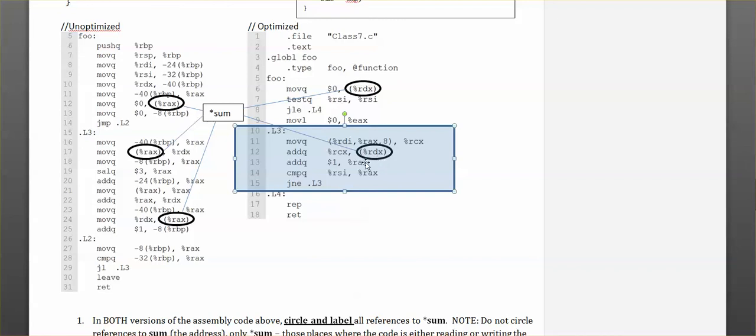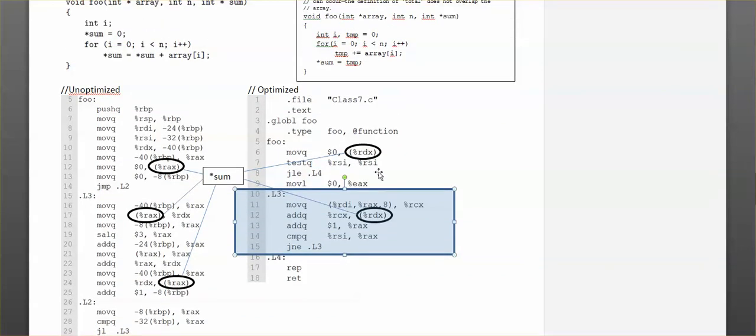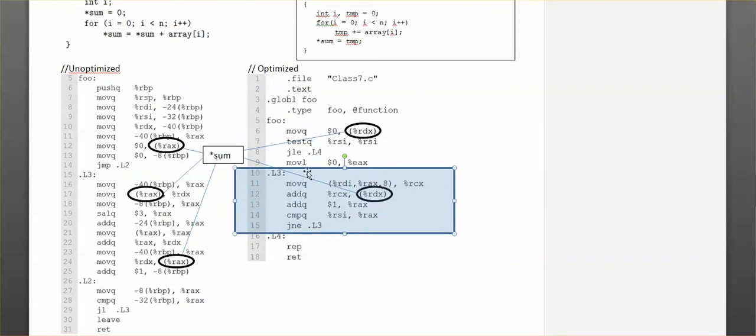So in this case, the compiler is not doing it the way we would do it. It is accessing it on every iteration, and it's accessing it as both a read and a write. Since we're doing an add instruction, it's reading what's stored at RDX, adding it to RCX, and then writing it out.